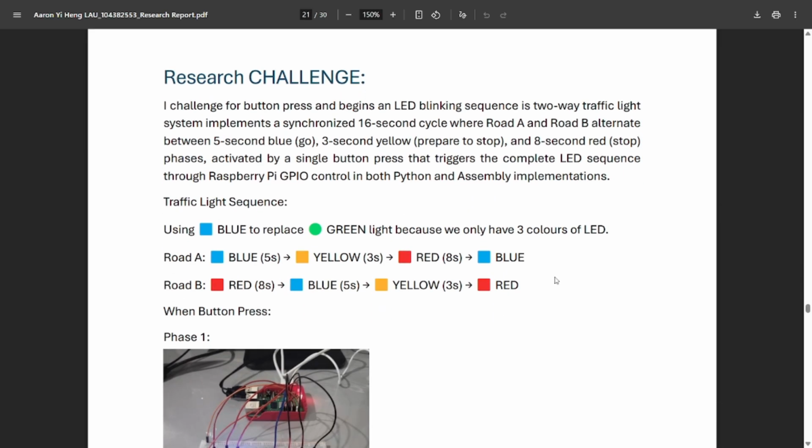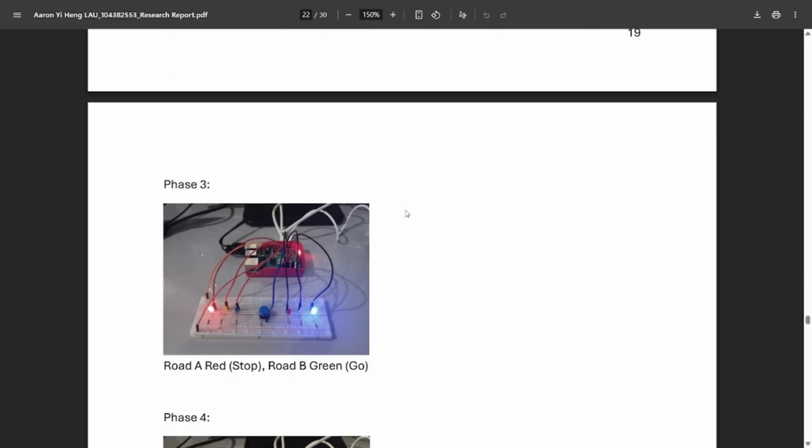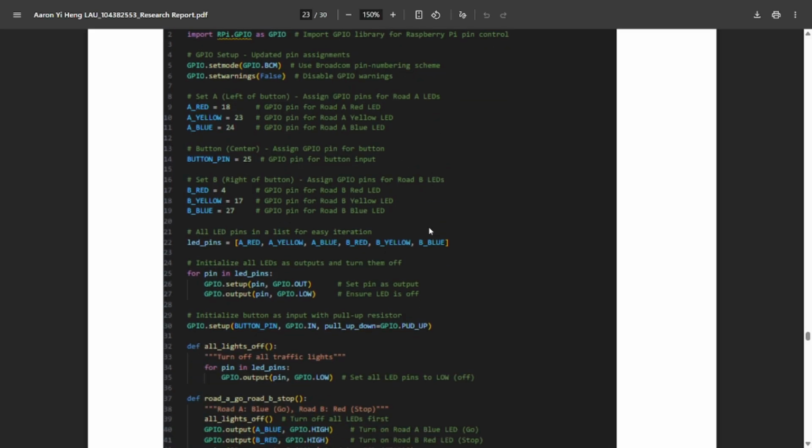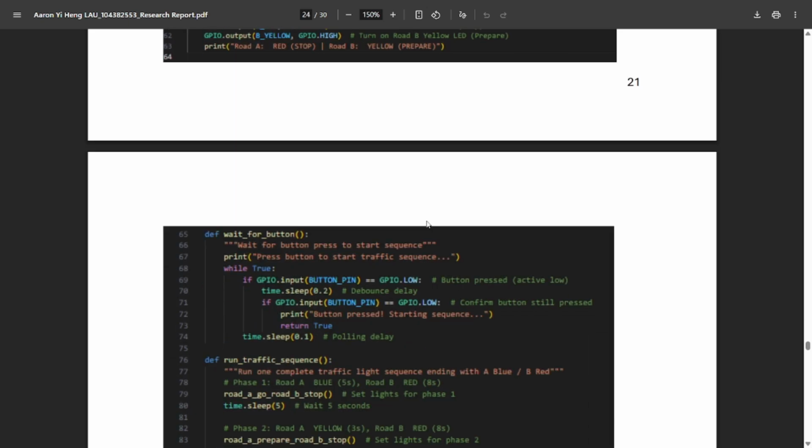For the challenge task, I extend the comparison by building a two-way traffic light system in both Python and assembly. A single button press starts the full sequence, where road A and road B alternate between blue, yellow, and red phases in a timed cycle. I am using blue to replace the traffic light's green light. In Python, the implementation is straightforward. The GPIO library makes it easier to control the LEDs and read the button input, and the timing can be handled with a simple sleep function. The entire sequence is readable and quick to implement.